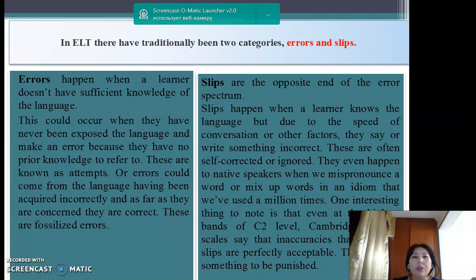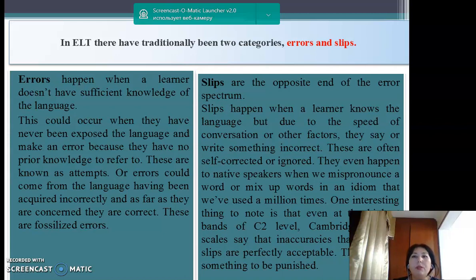In English language teaching, there have traditionally been two categories, errors and slips. Errors happen when a learner doesn't have sufficient knowledge of the language. These could occur when they have never been exposed to the language and make an error because they have no prior knowledge to refer to. These are known as attempts. Or errors could come from the language having been acquired incorrectly, and as far as they are concerned, they are correct. These are fossilized errors.